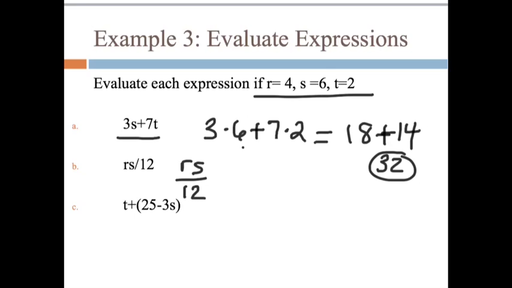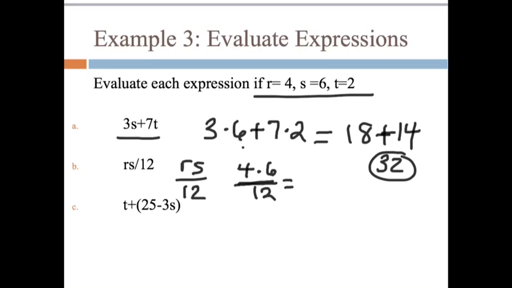So really r times s over 12. And again, we're going to immediately replace the variables with the known values, and then we'll proceed to solve the problem. So I've got 4 times 6 over 12.